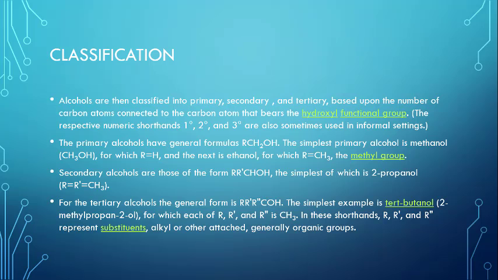For the tertiary alcohols, the general formula is R R' R''COH. The simplest example is tert-butanol, 2-methylpropan-2-ol, for which each R, R', and R'' is CH3. In this shorthand, R, R', and R'' represent substituents, alkyl or other attached generally organic groups.